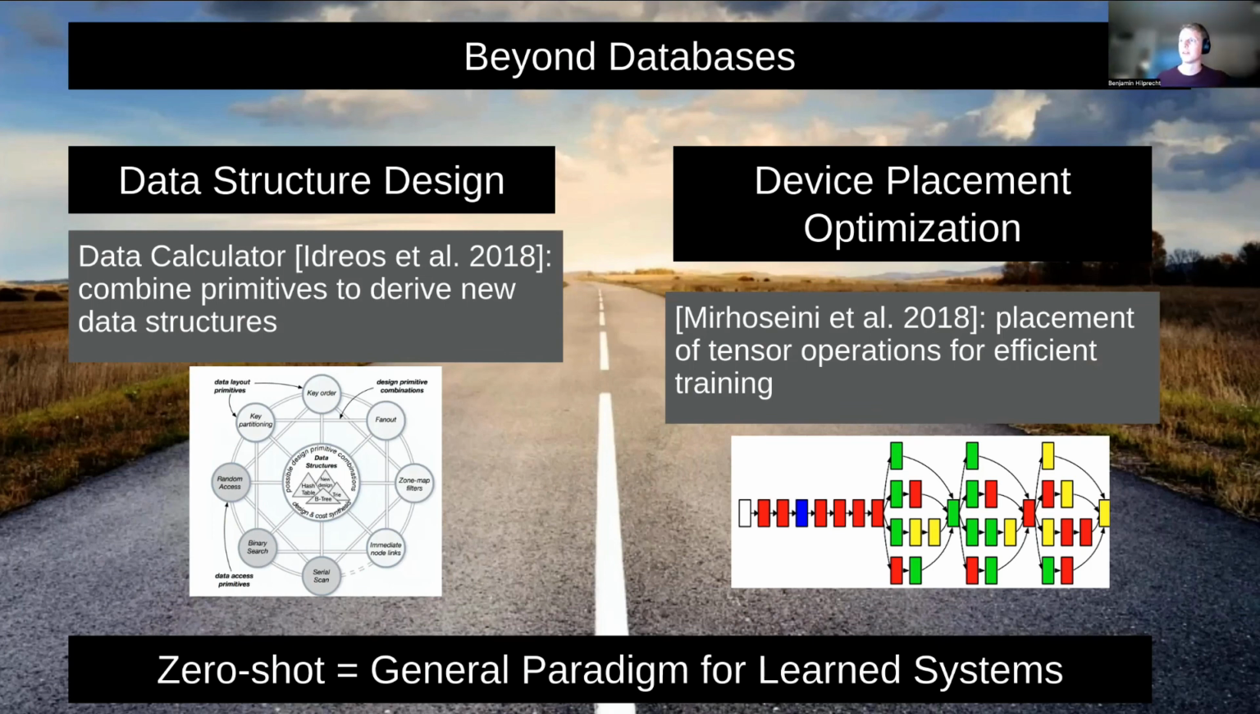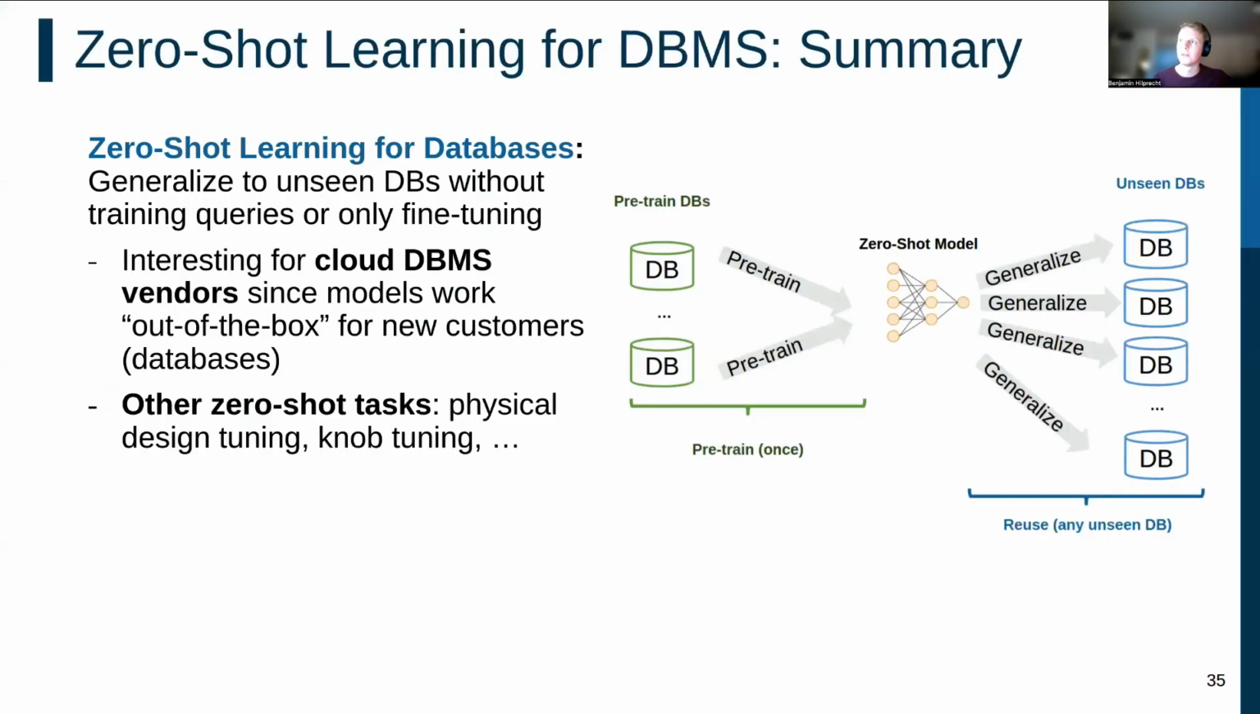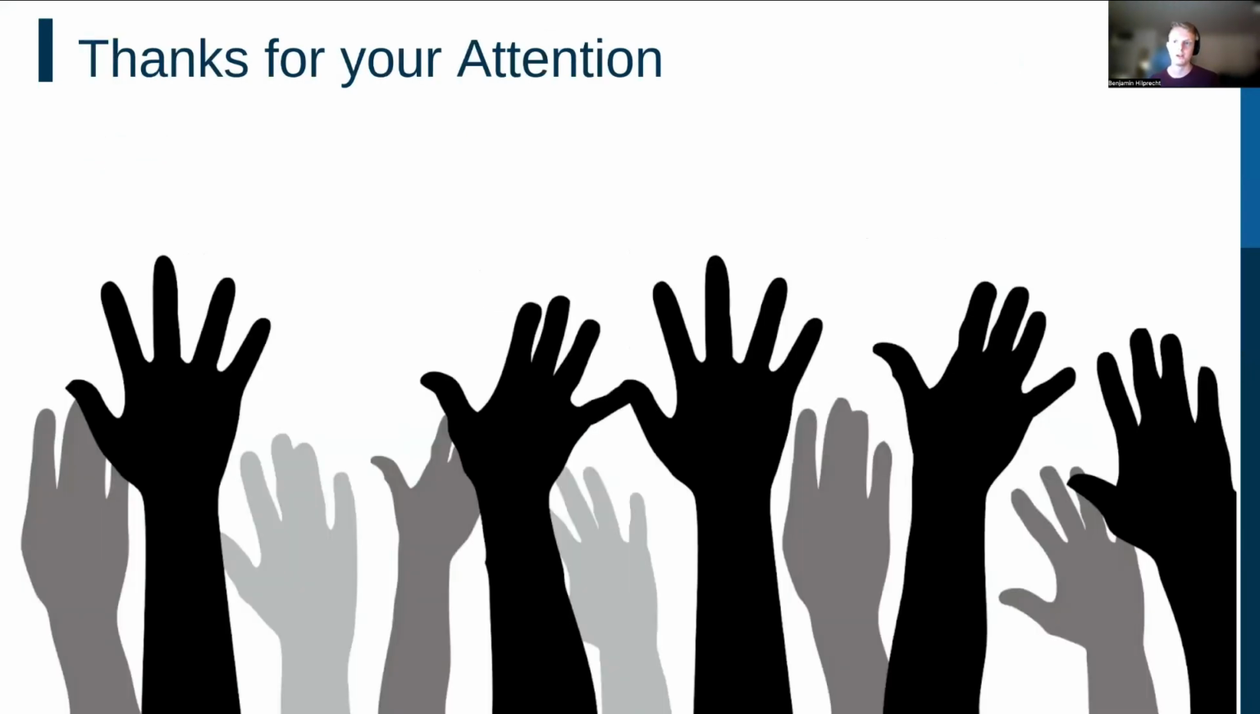As a summary, we propose zero-shot learning for databases. Here the idea is we generalize to unseen databases without training queries or with only fine-tuning training queries. We think this pretty much fits what you need as a cloud DBMS vendor, because you want the models to really work out of the box for new customers. And we think that this also generalizes to other tasks beyond cost estimation, such as physical design tuning, knob tuning, etc. And that already concludes our talk.